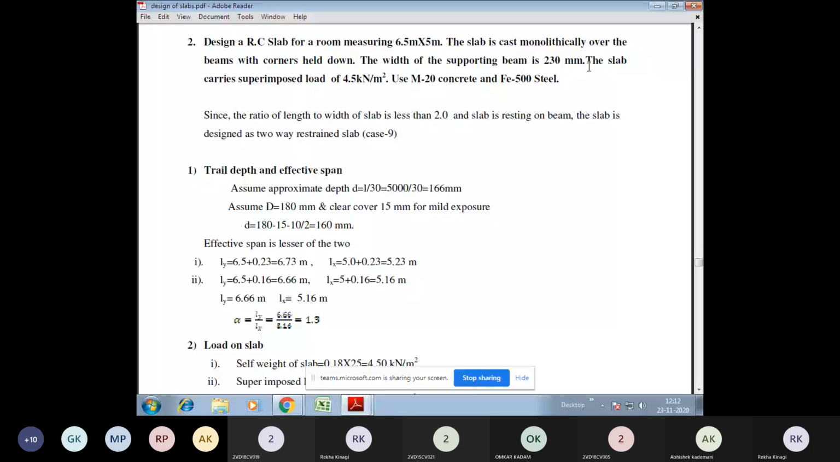And now we need to consider the short span coefficient alpha x and long span coefficient alpha y. This alpha x value depends upon the Ly by Lx ratio, and the long span coefficient alpha y also depends on the Ly by Lx ratio, but whatever may be the ratio, the long span coefficient does not vary.